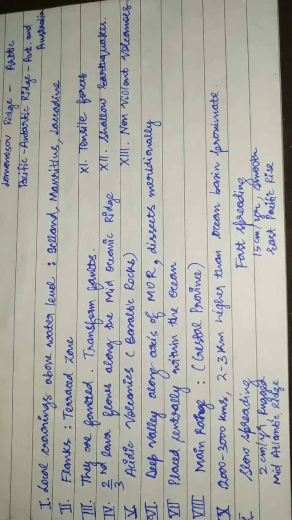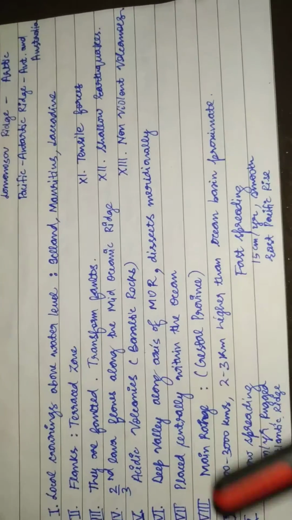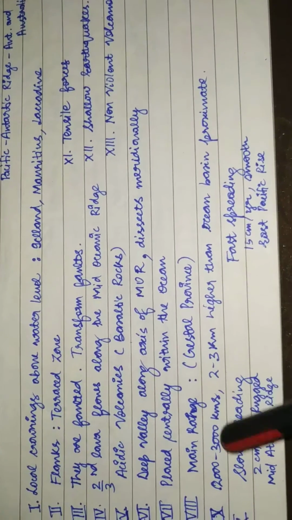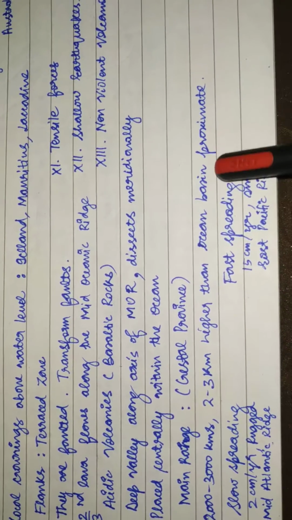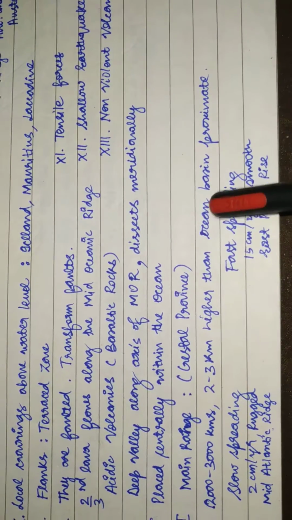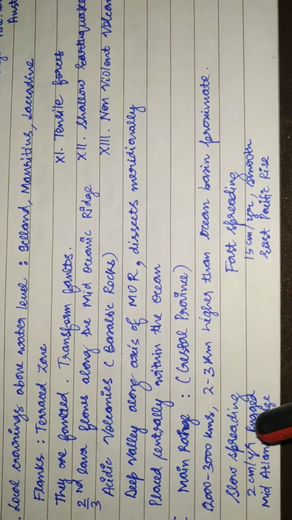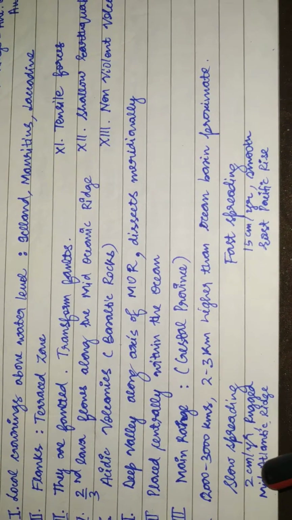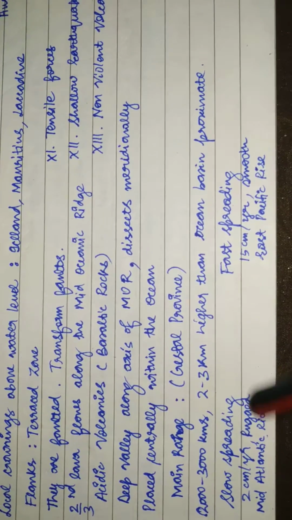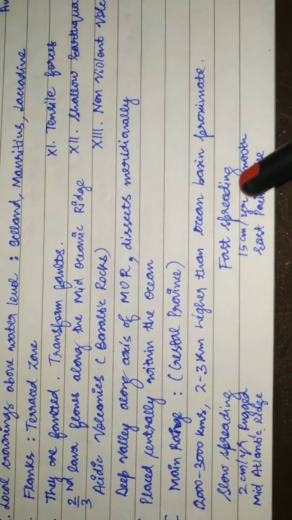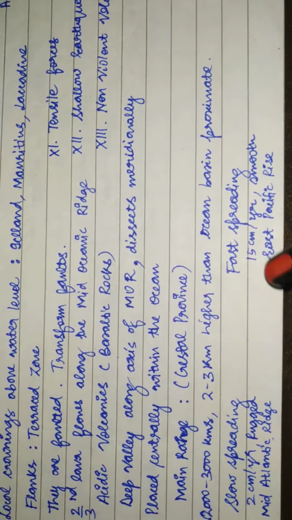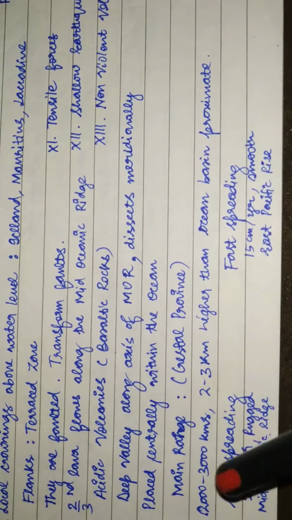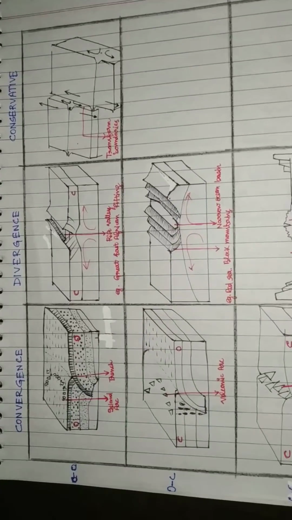Now the mid-oceanic ridges can again be classified: either it can be a slow spreading mid-oceanic ridge, or it can be a fast spreading mid-oceanic ridge. Mid-Atlantic ridge is a slow, 2 centimeter per year, and it is rugged. The fast spreading, for example, the East Pacific rise, its speed is around 15 centimeter per year, and it's smooth, it's not rugged. So that was all about the divergent boundary.